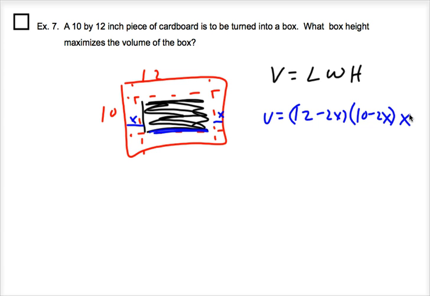And what you do from there is you put that in your graphing calculator. You don't even need to multiply that out. You just put that in like that, and then you're going to go ahead and find the high point using the max function. But if you need help with that, go ahead and ask.